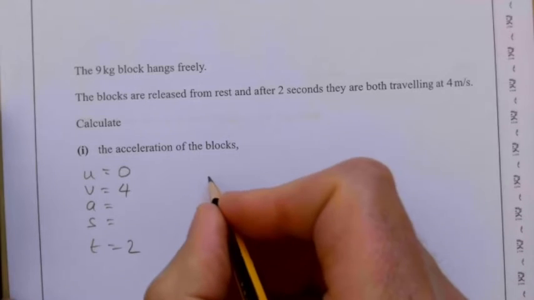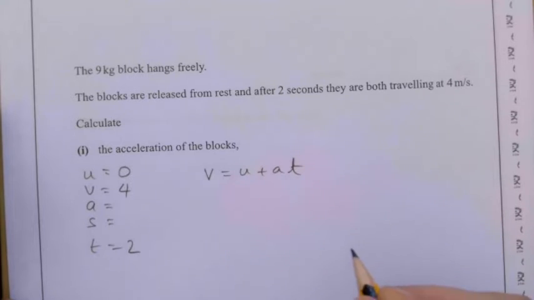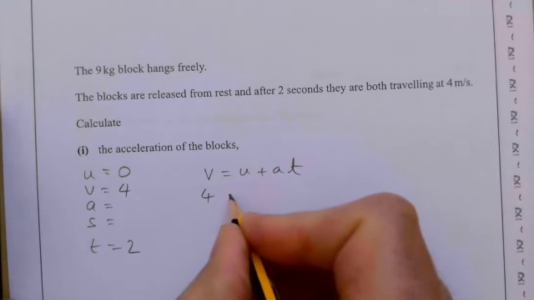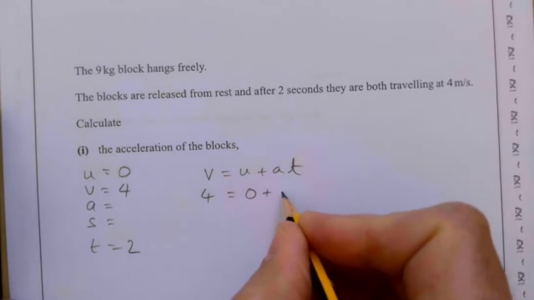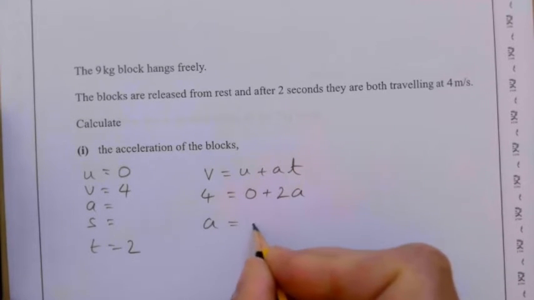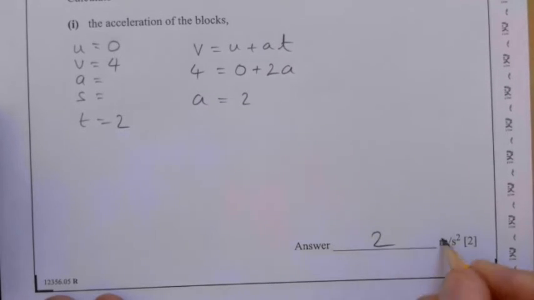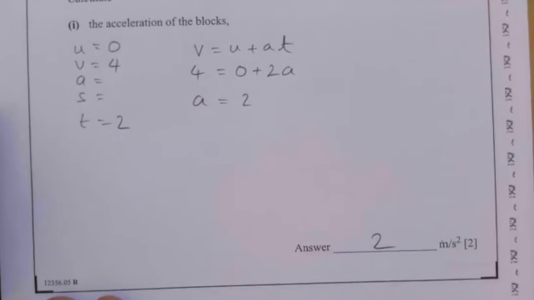Find the acceleration. v equals u plus at. 4 equals 0 plus 2a. So a is 2. So put that down there. a is 2 meters per second squared.